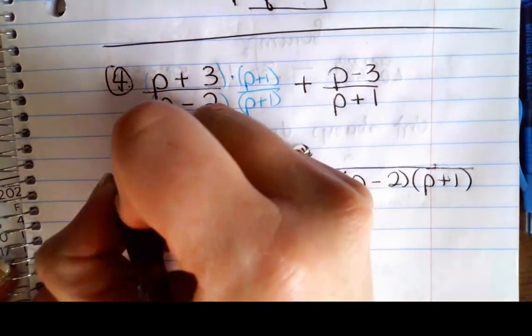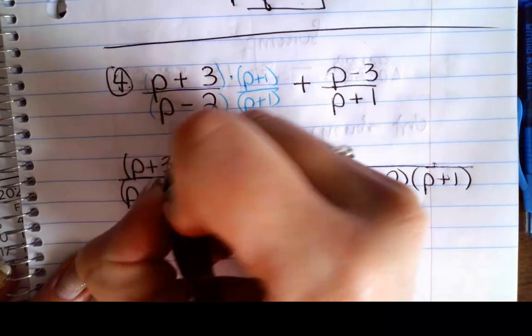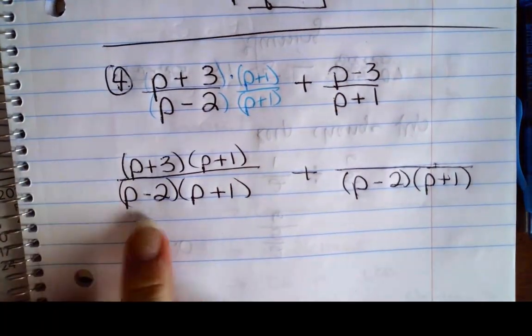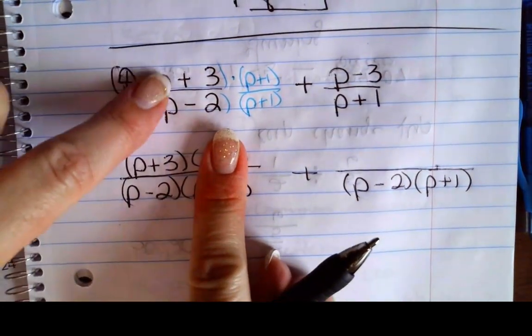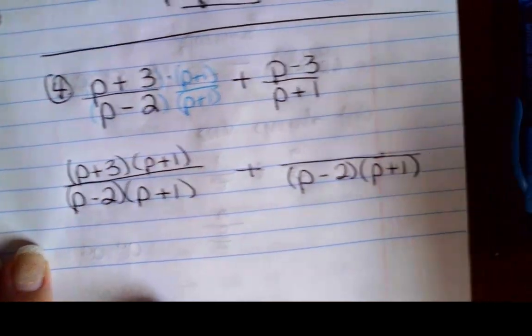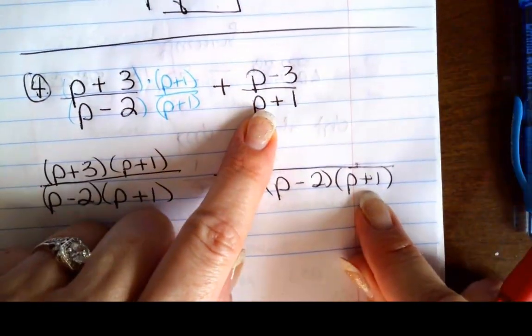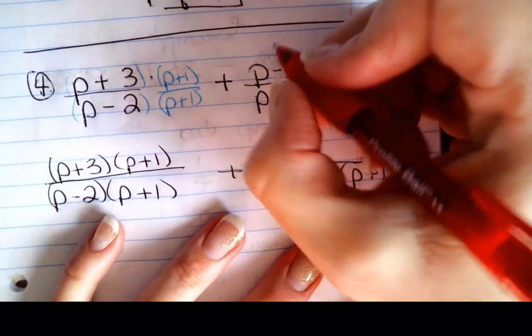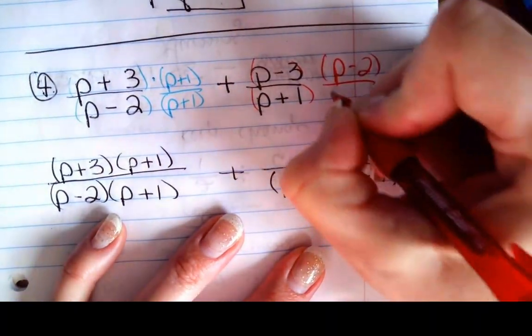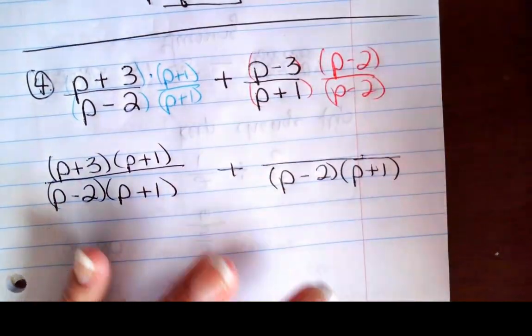So this numerator now becomes p plus 3 times p plus 1. Okay, so I'm on my way. Don't reduce that because you'll end up with this back. We're trying to get a common denominator so we can add these together. So on this one, I got the p plus 1. What am I missing? I need the p minus 2. So multiply by p minus 2 on top and bottom.